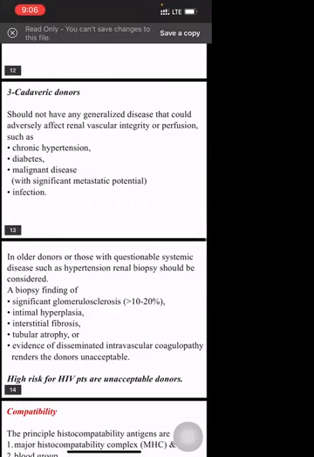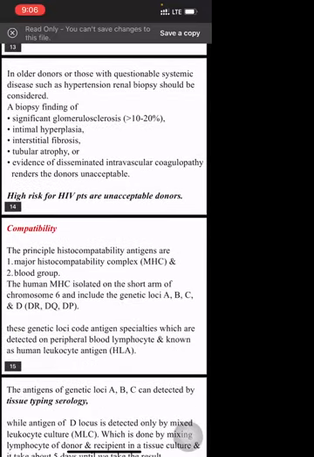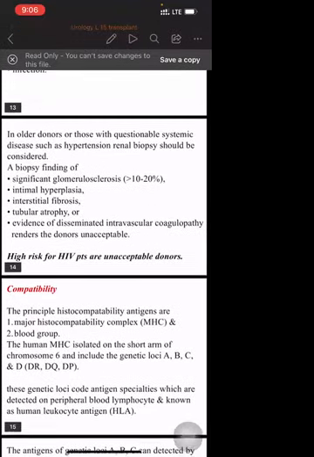Or chronic infection or autoimmune disease. The donor should not have these diseases.